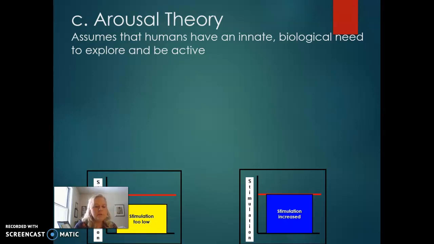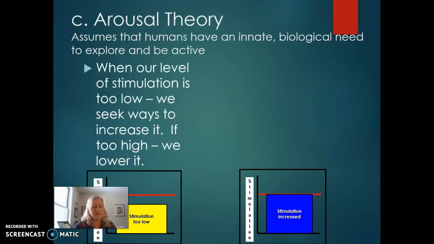So are you one of those people that walks around and goes, I'm bored, I'm bored, I'm bored? Well, it's possible that you are. And so for you, what you actually need is to increase your stimulation. There are certain people called sensation seekers, and I'll talk about it in just a minute. But when your level of stimulation is too low, and like I said, this is highly individual, not everyone's going to feel this way, we seek ways to increase it. If it's too high, we lower it.